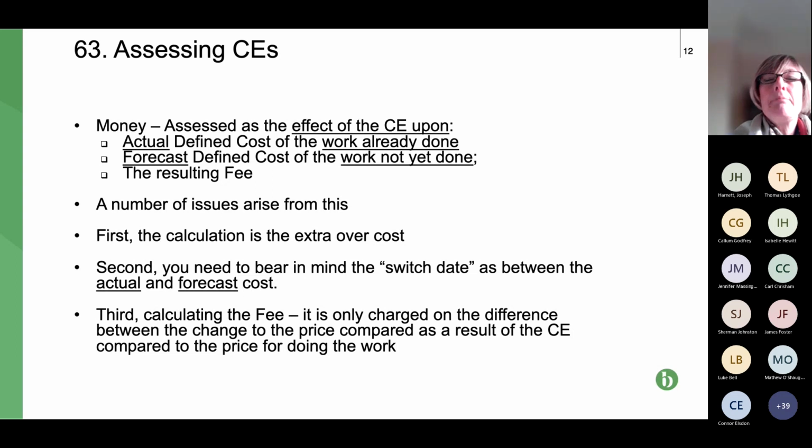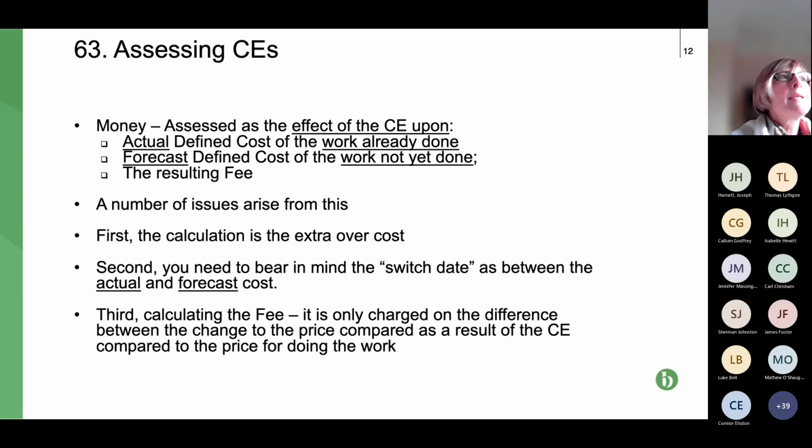Back to basics, it depends upon whose duty, whose responsibility it is to notify the CE. So if it's the contractor's obligation to notify the CE, the actual cost is calculated up until the CE is notified, which is logical because when you notify a CE you know what the cost is that you've incurred in respect of that CE work at that time, and the forecast cost of the work not done is forecasted from that date onwards.